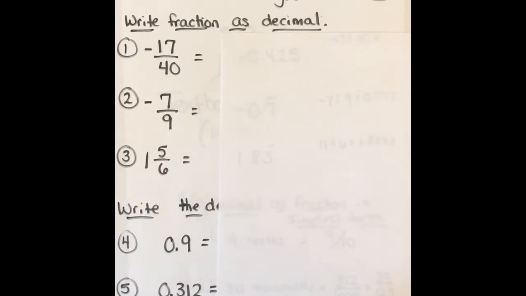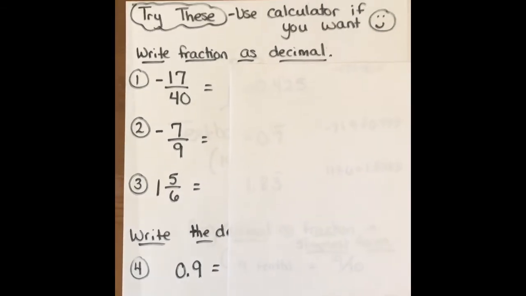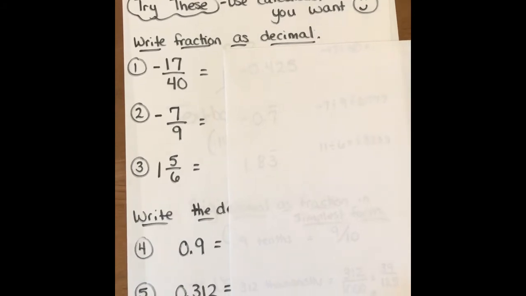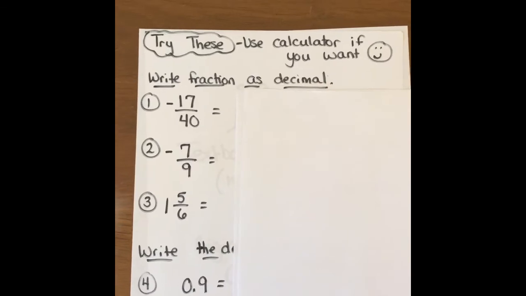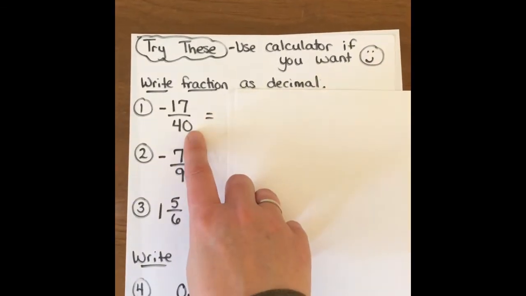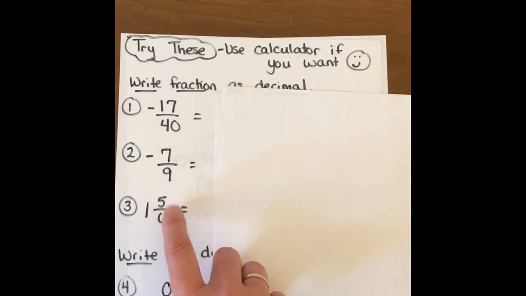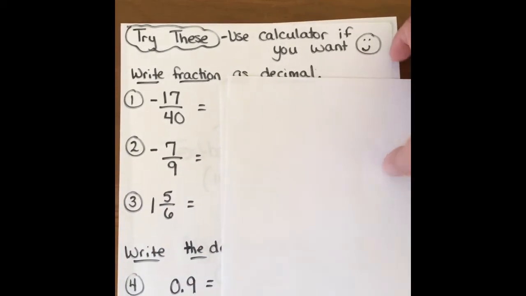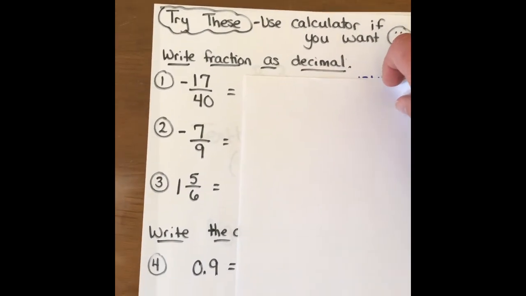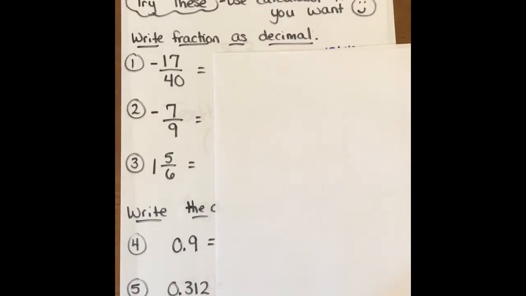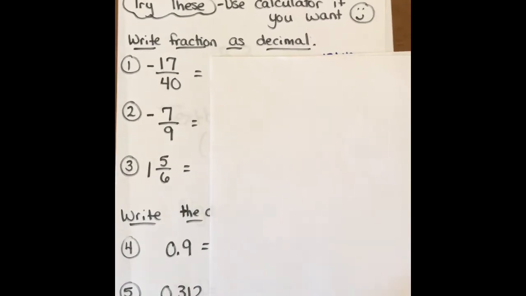Let's try some of these out. You can use a calculator if you want, or you can just divide them out. Just make sure you pause the video before I give the answers. So here you have negative 17/40ths, negative 7/9, and 1 5/6. Go ahead and change those to a decimal. Pause the video if you're not done, because I'm going to go ahead and go through the answers.